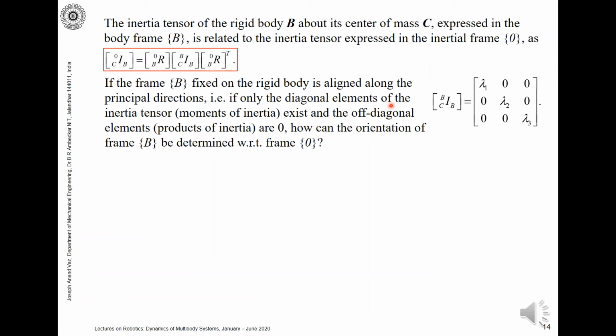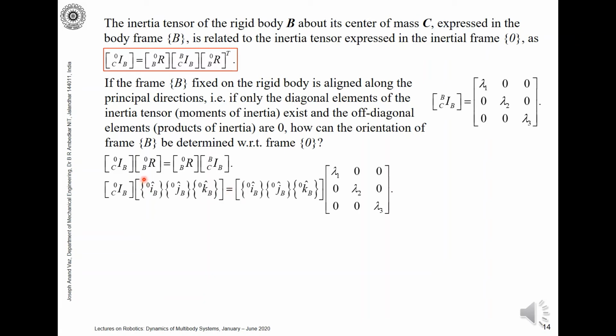Let's say that the inertia tensor for the frame B appears like this, just as we have mentioned here. The moments of inertia correspond to the diagonal terms, and the off diagonal terms are 0. So this equation which we have here, we can write like this: I^B with respect to C expressed in frame 0 times R_B^0 is equal to R_B^0 times I^B with respect to C expressed in the frame B.